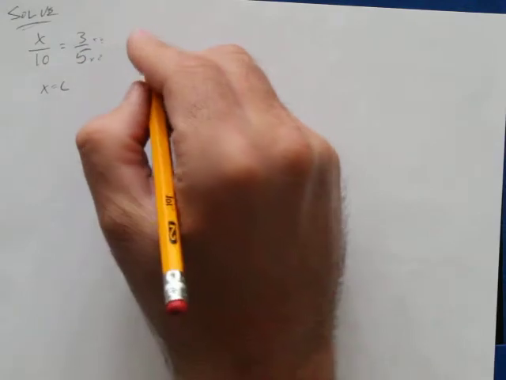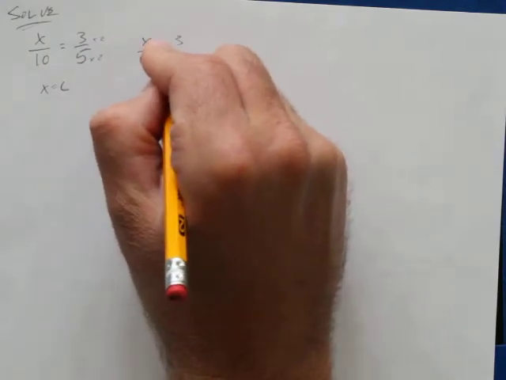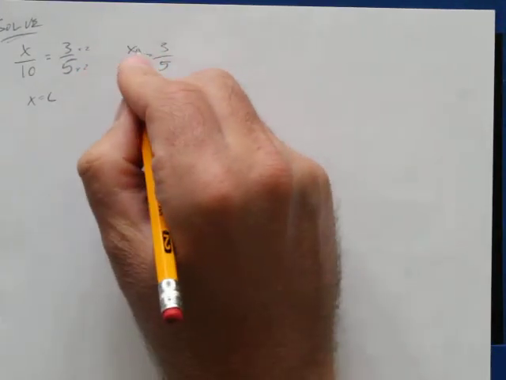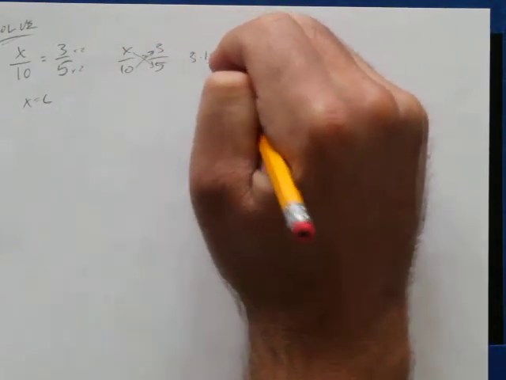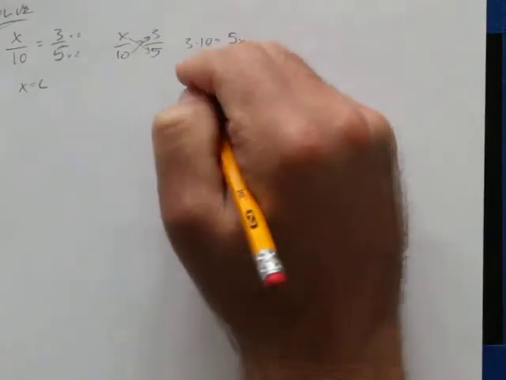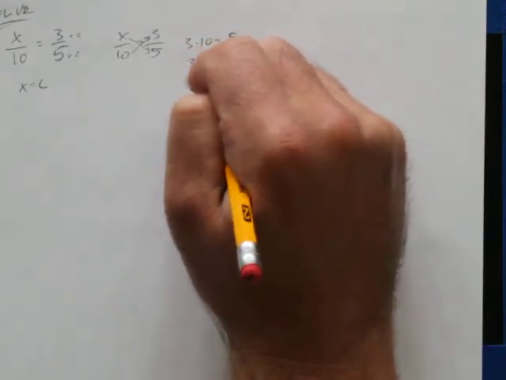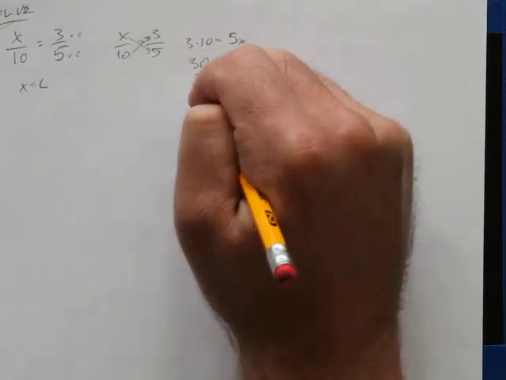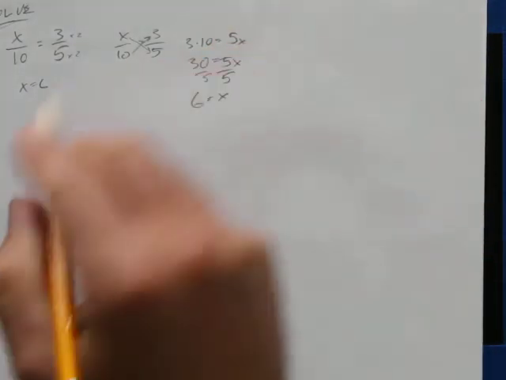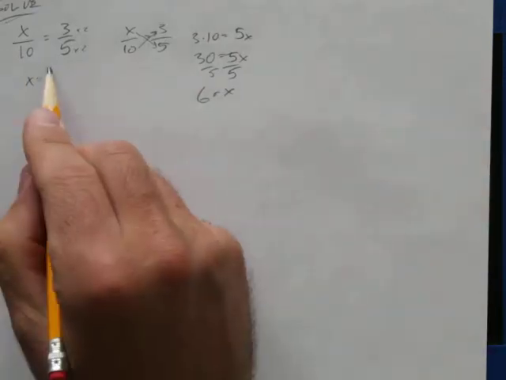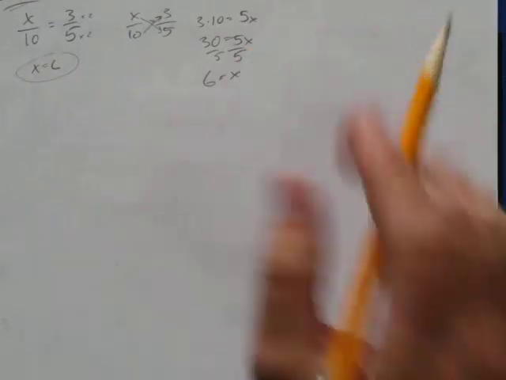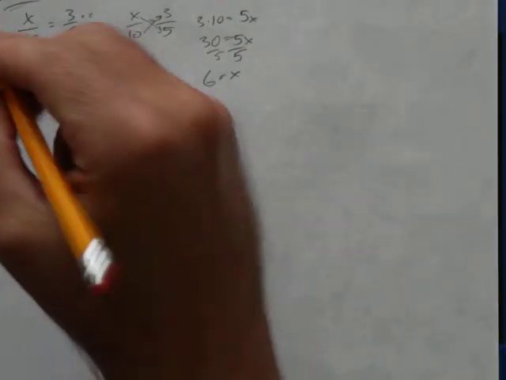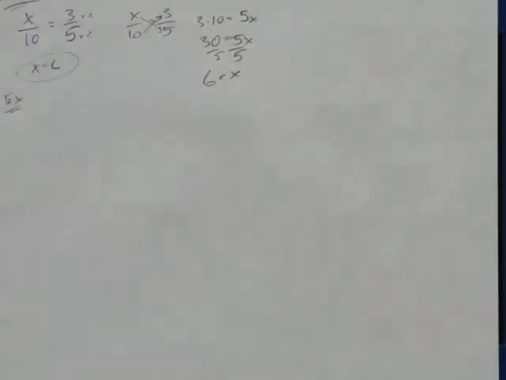Now let's do cross products just to see what that looks like. So if I have x over 10 equals 3 over 5, x times 5 and 3 times 10. So 3 times 10 equals 5 times x. That means 30 equals 5x. Divide by 5, divide by 5. X equals 6. So either way, we got the same answer. Use whichever way feels comfortable, that you're confident with.